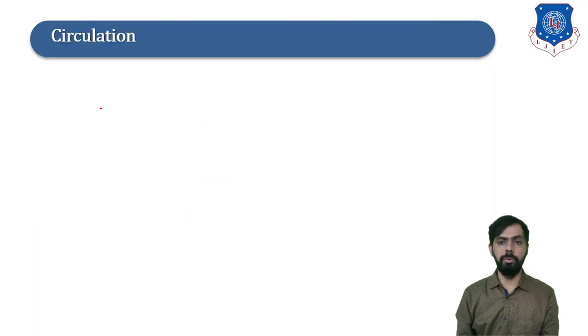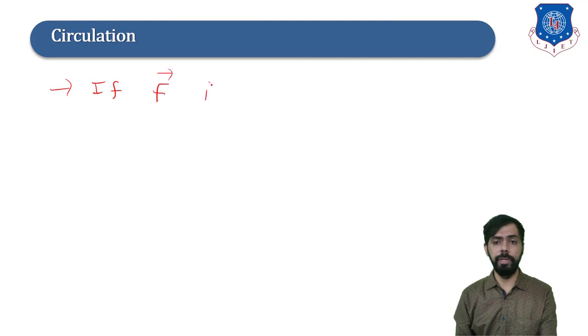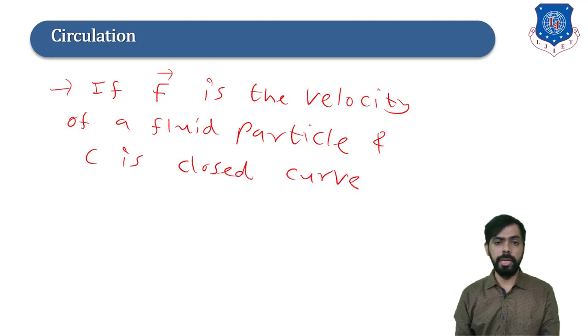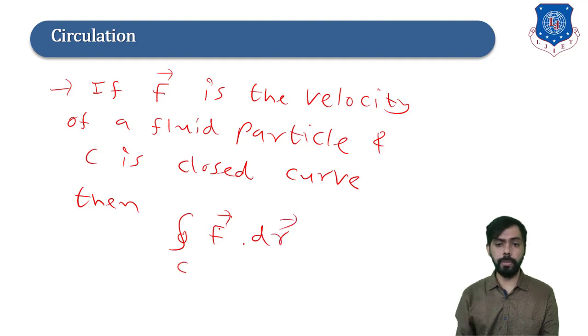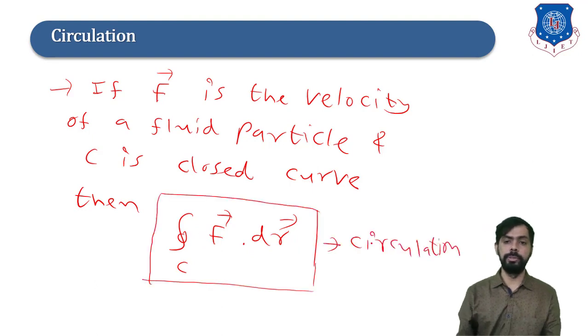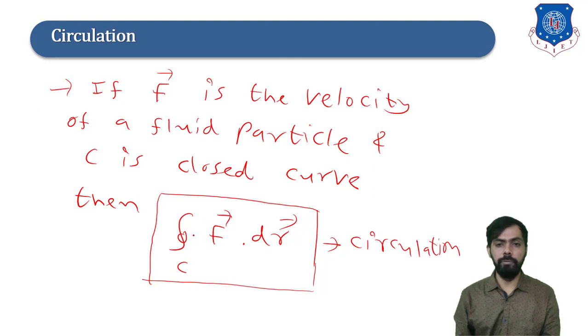Now we will discuss circulation. If vector field F is the velocity of a fluid particle and C is a closed curve, then the line integral of F dot dr over the closed curve C represents circulation of F around the closed curve C. So if F is the velocity of a fluid particle, then the line integral over a closed curve C of F dot dr will represent circulation of F around the closed curve C. Now let us discuss examples related to this.